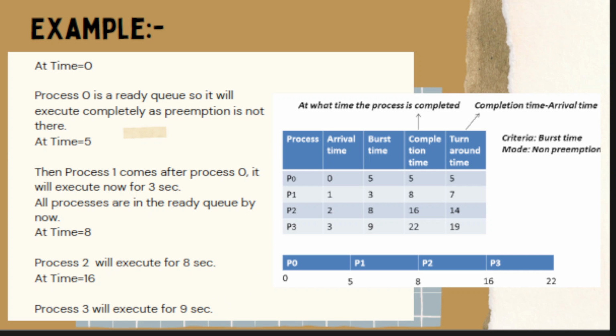At time 0, process P0 is in the ready queue, so it will execute completely as preemption is not there. It executes for its burst time of 5. At time 5, process P1 comes after process P0. It will execute now for 3 units. All processes are in the ready queue by now. At time 8, process P2 will execute for 8 units. At time 16, process P3 will execute for 9 units.